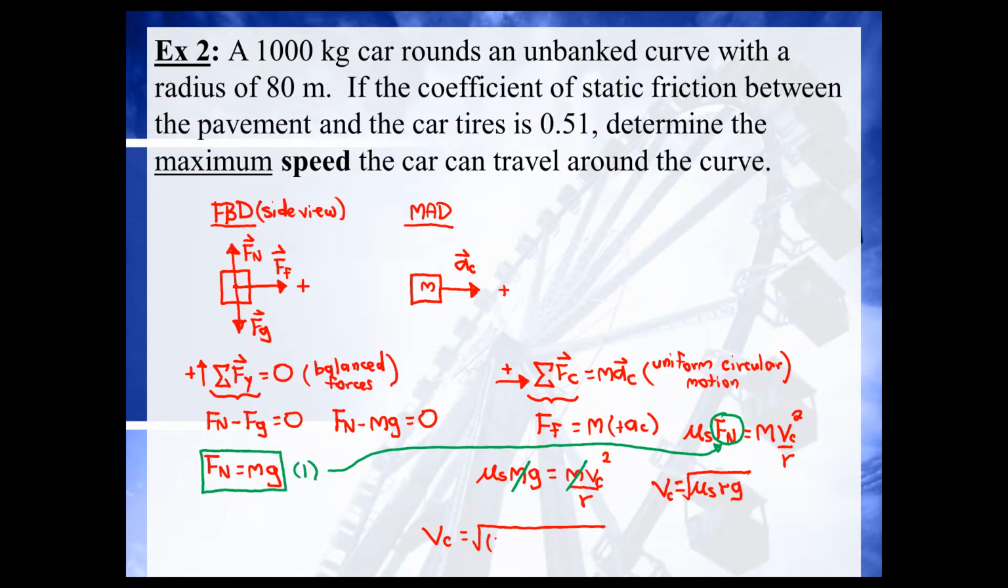which is 0.51, multiplied by r, which is 80 meters, multiplied by g, 9.81 meters per second squared. And then, if we calculate this, I got a number to 2 significant digits. That is 20 meters per second.